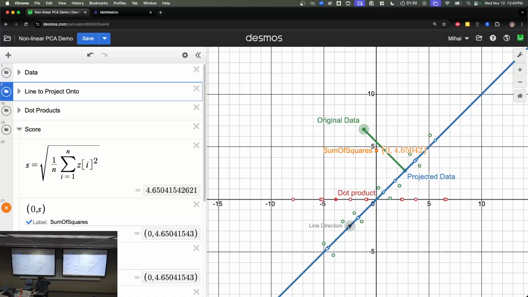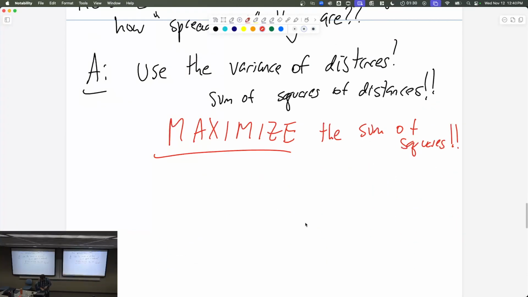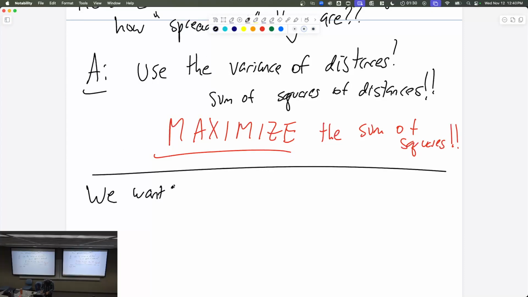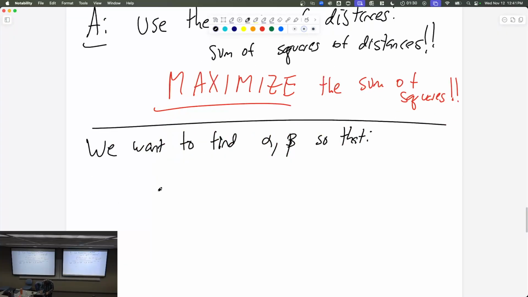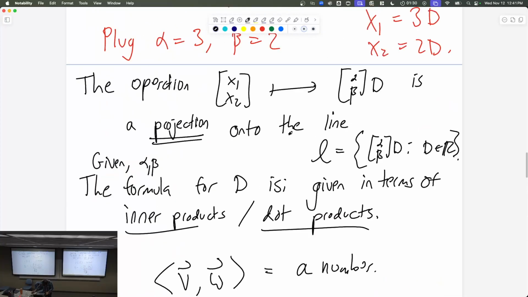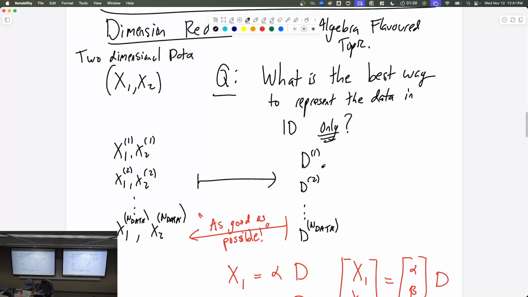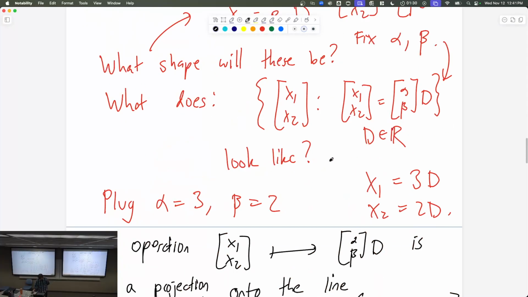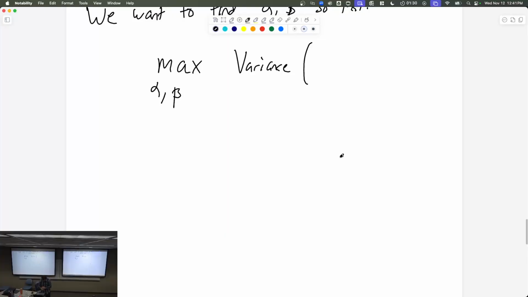So this is the direction. Okay, so mathematically, we want to find alpha and beta so that we are maximizing, over all possible alpha and beta, the variance of what I called in the very first slide the DIs. The DIs were the projections, how far over you were. And we were maximizing the variance of the DIs, or the sum of the squares of the DIs. And this is the maximum over all alpha and beta.